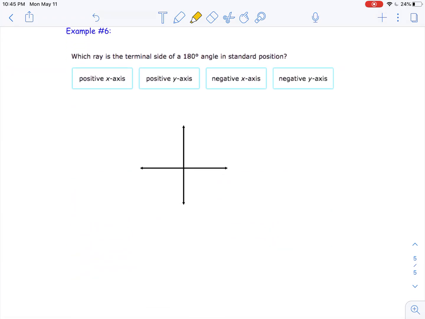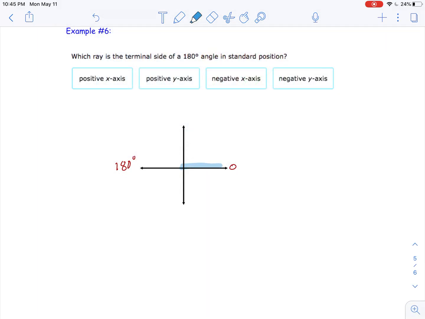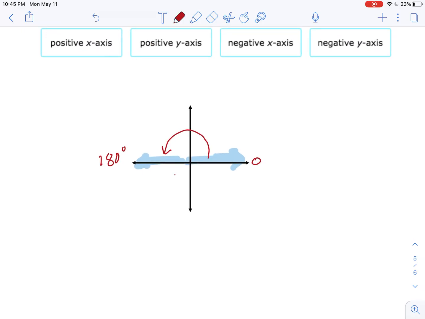And our last one here says, which ray is the terminal side of a 180-degree angle in standard position? For 180 degrees, it starts at 0 and goes over to the other side. If I'm in standard position, my initial side is on the x-axis. I open up halfway around. And so my terminal side will be in the negative direction here. It's the x-axis. So my answer here is the negative x-axis.